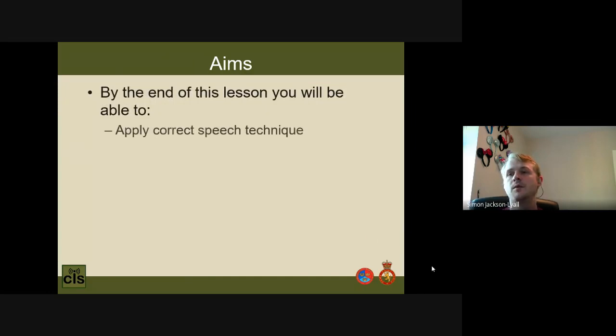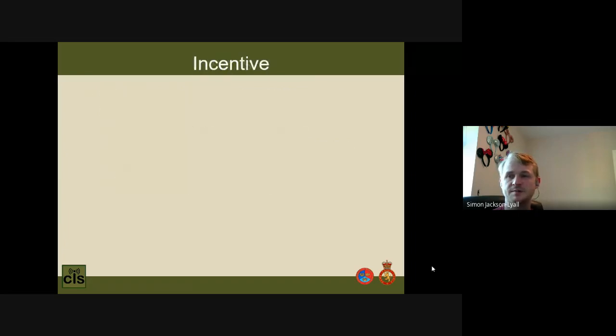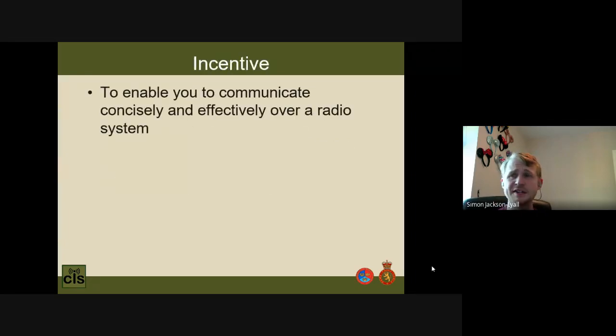Okay, so we've already looked at some of these last week in terms of speech technique, but we're going to just whiz through that and then look at spelling, figures, and their exceptions, and then we'll look at some abbreviations. Why do we do this? Because I think we covered this last week. The more concise you are on the radio, the shorter you transmit for, the less likely that the enemy is able to trace you, but also the more effective you are on the radio, the more you're trying to communicate information here, so that's quite important.